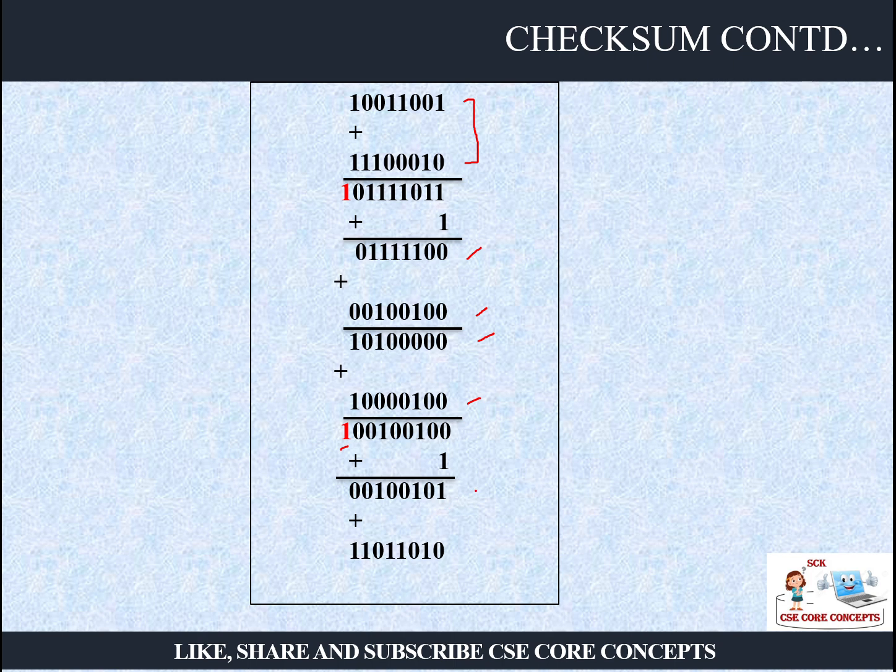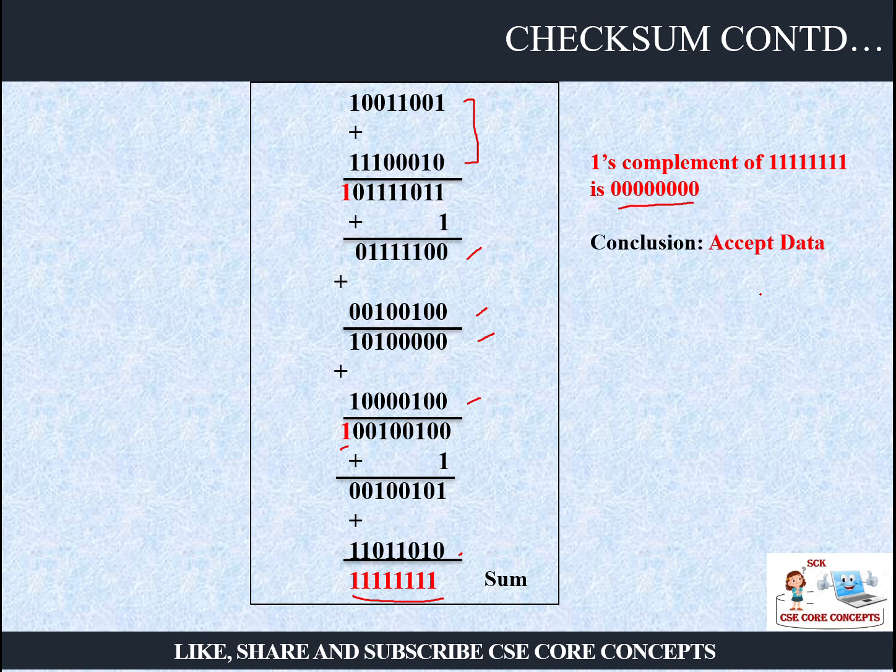Now this time we have 5 segments since we have the checksum appended. So this is the checksum which is added to the sum to get an answer. This is the final answer we get by adding all the 5 segments, and this will be complemented to 0. If we take the complement of this number, it is all 0. If you get the sum as 0, that means you can accept the data.